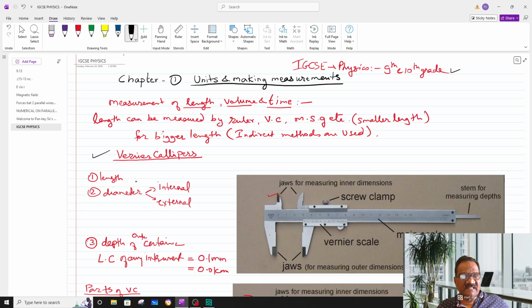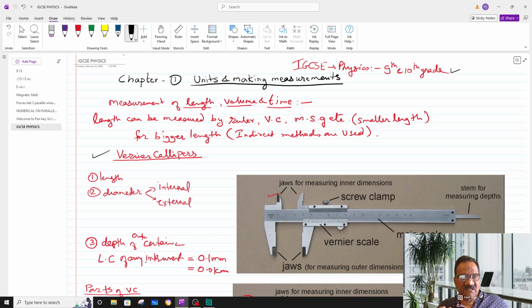So you can measure length, you can measure the diameter, you can measure the depth of certain objects, right? Now there is something called least count of an instrument. Every measuring instrument has a certain least count. Least count is the least measurement that an instrument can take accurately.